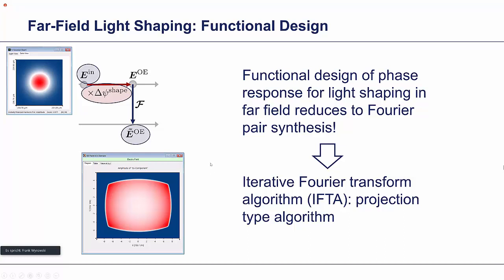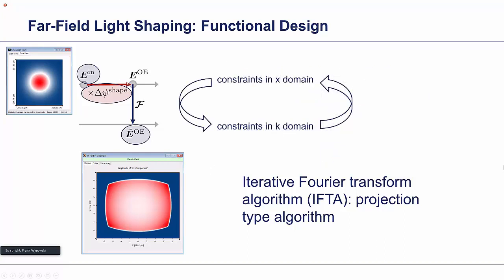That means we introduce constraints in the X domain and constraints in the K domain, and then we do an iteration. There are several ways to do that, so there are different versions of that, but it's all the same idea: constraints in both domains, and then by that, find the phase which is doing the job. This algorithm was introduced in diffractive optics, but it's absolutely not restricted to diffractive optics, not at all. It's a very general mathematical concept.